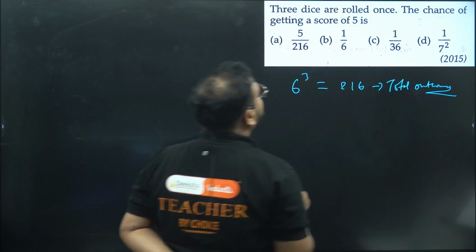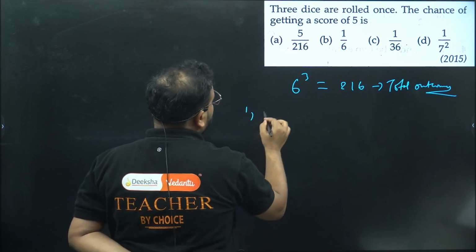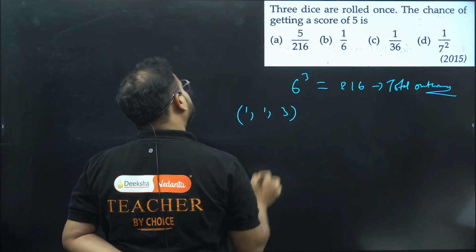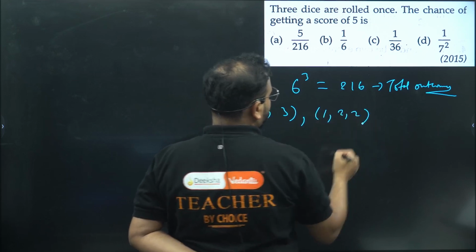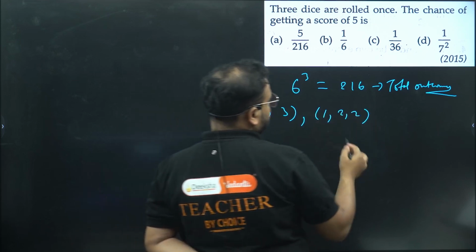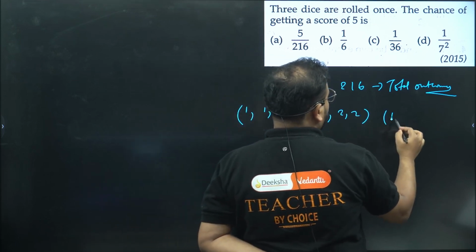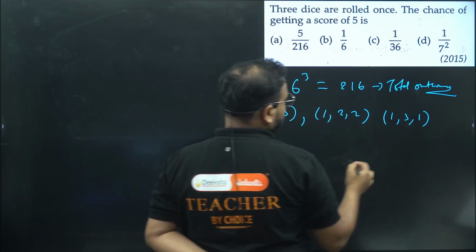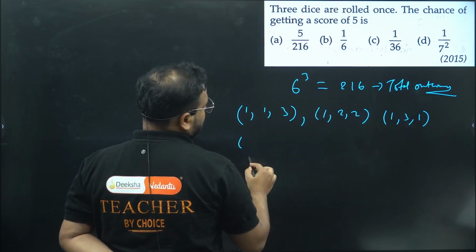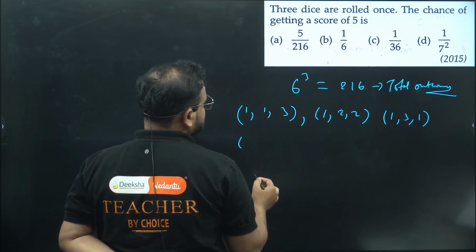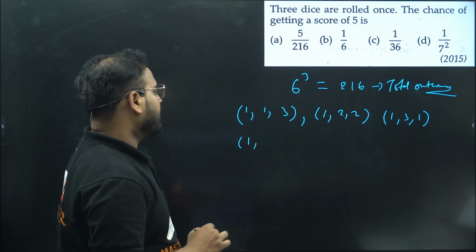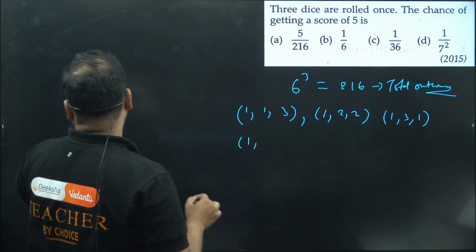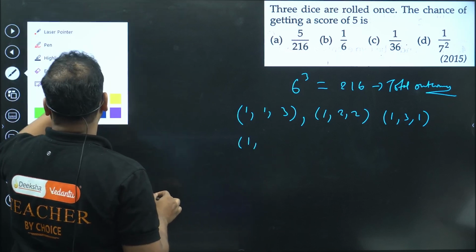I'm looking for a score of 5. Means 1, 1, 3 is 5. Or I can have 1, 2 and 2. Or I can have, with 2, I can't have anything else. I have 1, 3 and 1. Then with 1, 3, I can't have 2. It will become 6. With 1, 4 I can't have. I can't have 4 also. So the 1 is over now.